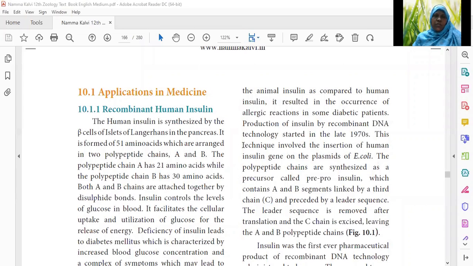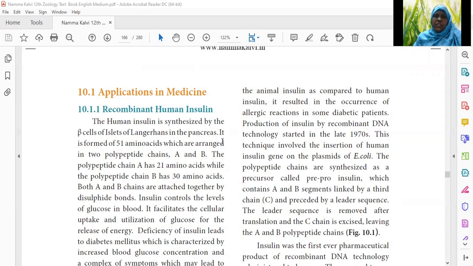We shall discuss now how biotechnology is useful in the field of medicine. We'll discuss insulin. Human insulin is a hormone naturally produced from the islets of Langerhans. These are the special patches of cells present in our pancreas.